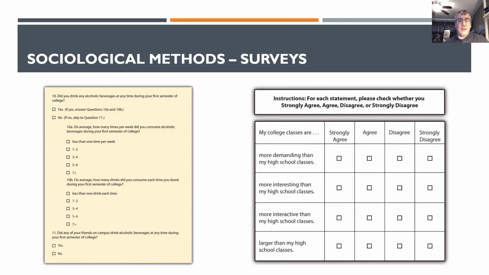Surveys can come in different forms. These are paper forms, but with the rise of the internet, we have numerous different ways to survey different populations. You could also do surveys over the phone, things like that.